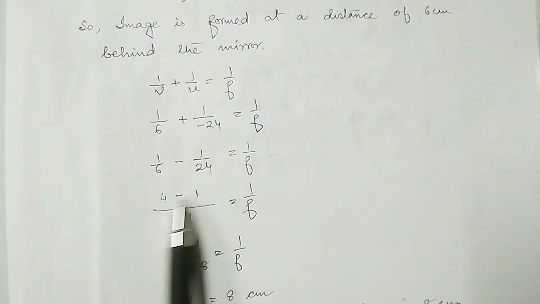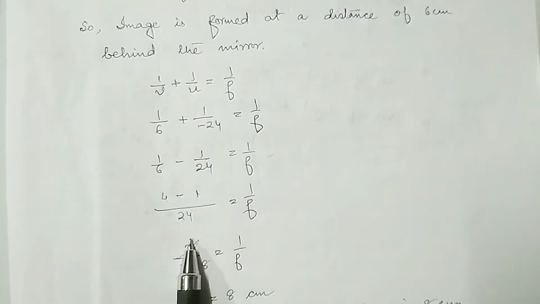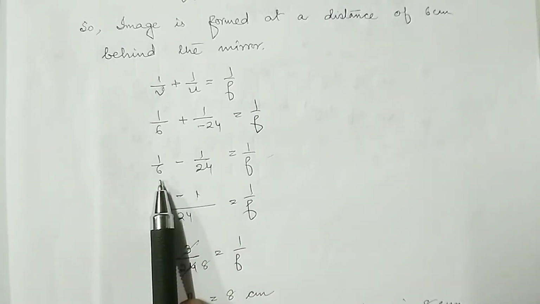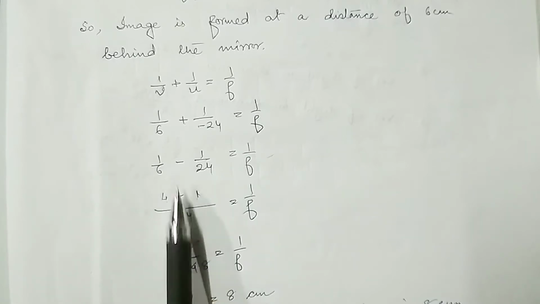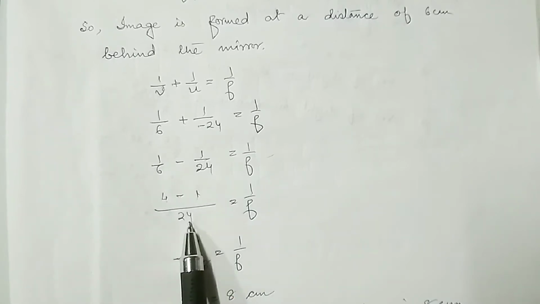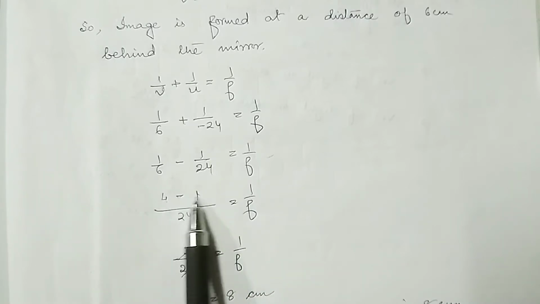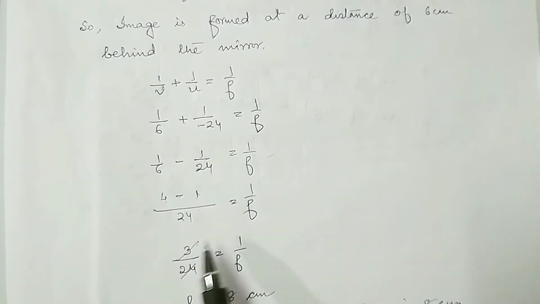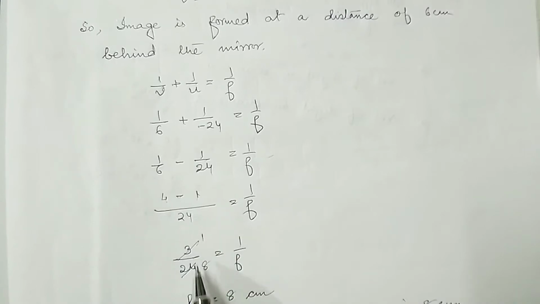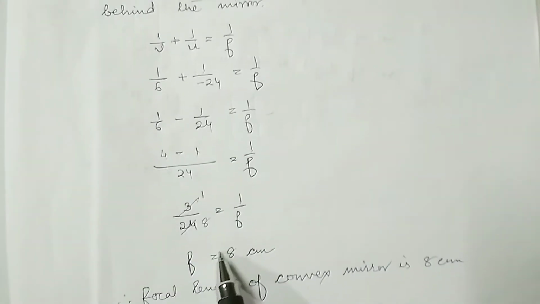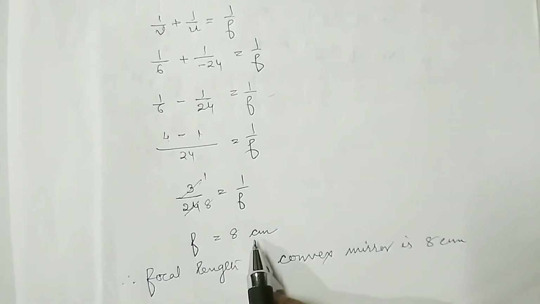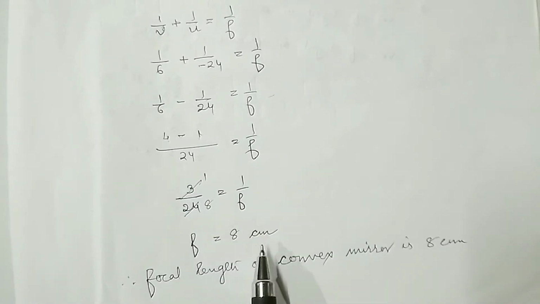Here LCM of 6 and 24 will be 24. 24 divided by 6, it will be 4. 4 times 1 is 4. Minus 24 divided by 24 is 1, 1 times 1 is 1. 4 minus 1, 3 by 24. If I cancel by 3, 3 ones are 3, 3 eights are 24. So f equals to 8 centimeter. If you just take the reciprocal, f will be 8.